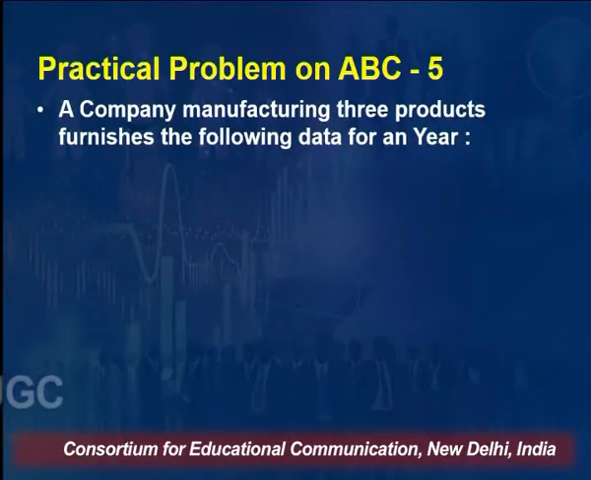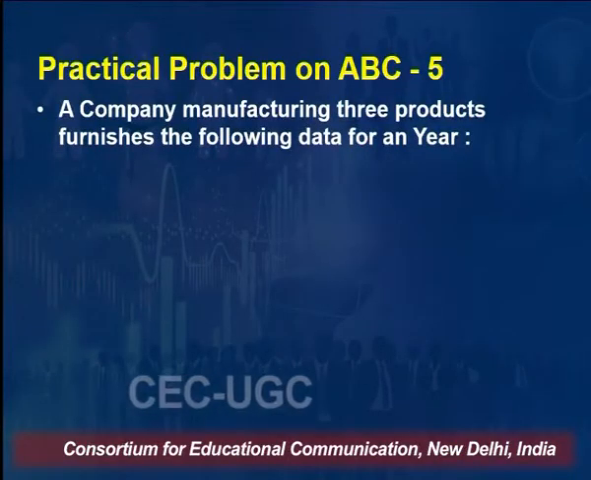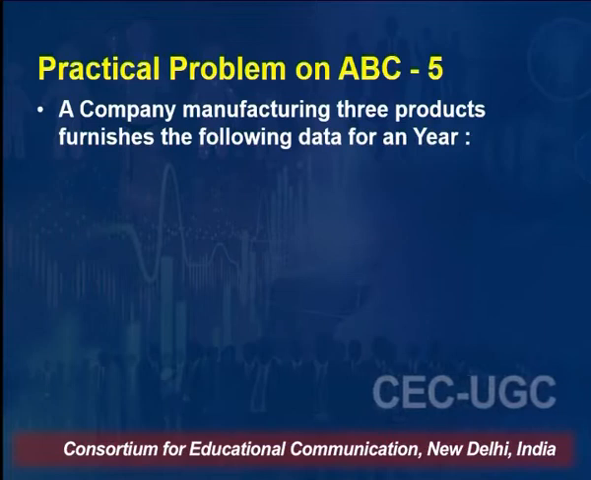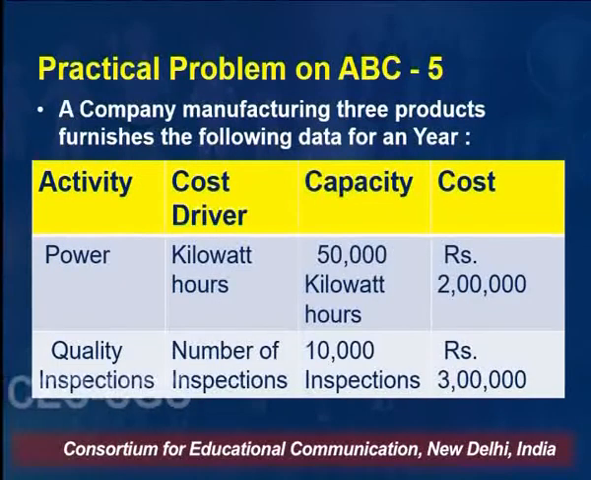So in that series, I am going to take another question which may help you in understanding this topic of activity based costing. So let us start with another question. This is going to be question number 5 of our discussion on activity based costing. There is a company which is manufacturing 3 products, and they are furnishing some data to you for this particular year, and they are offering you some activities, some cost drivers, capacity and cost.